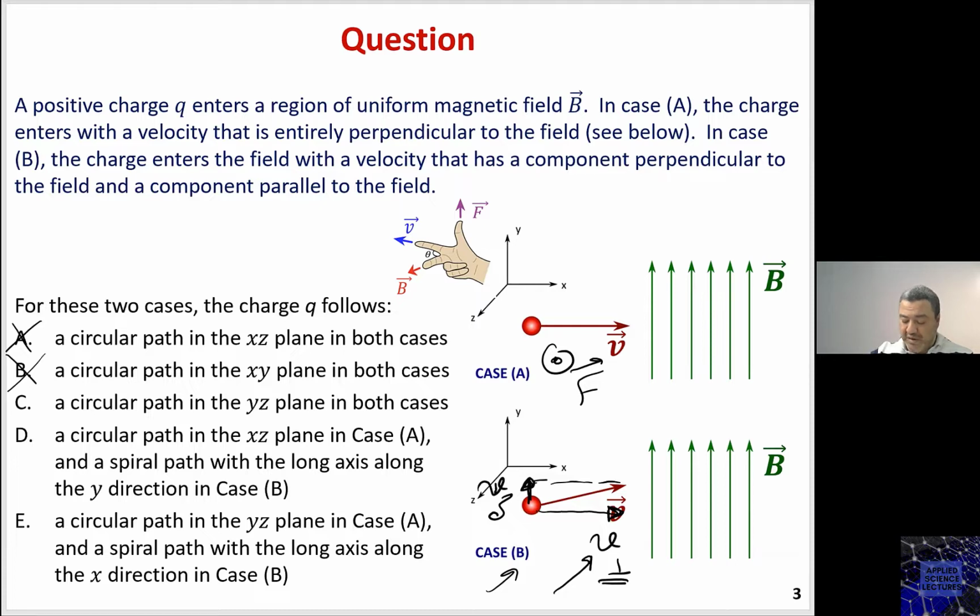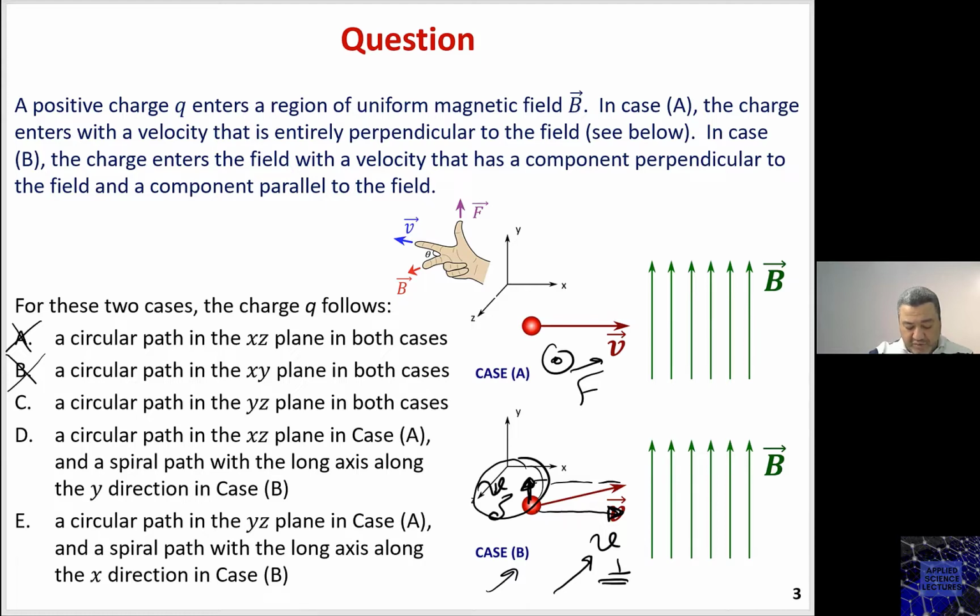It will make a circular motion that is in the xz plane. However, there's another motion that's happening along the magnetic field due to the component Vz that I have here. So B, as I said, is wrong.